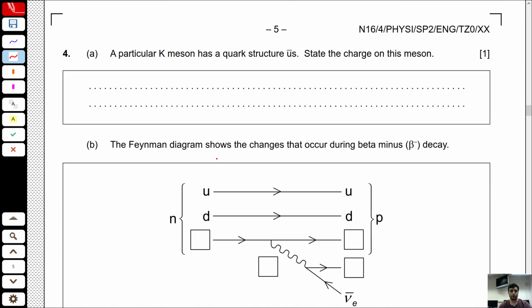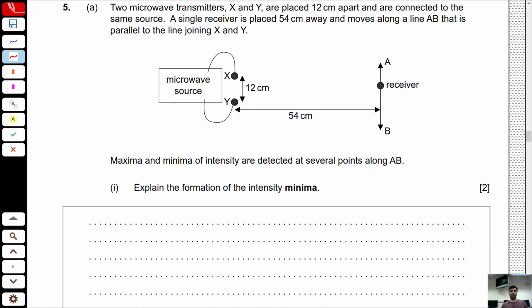Okay, next one. Two microwave transmitters X and Y are placed 12 centimeter apart and are connected to the same source. A single receiver is placed 54 centimeter away and moves along a line AB that is parallel to the line joining XY. Okay, so the microwave XY, 54, and the receiver. Maxima and minima of intensity are detected at several points along AB. So constructive and destructive, constructive, destructive. So all these interferences are observed and they always occur in alternating order.